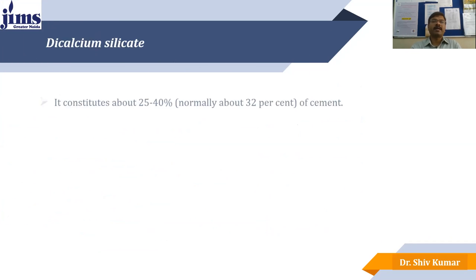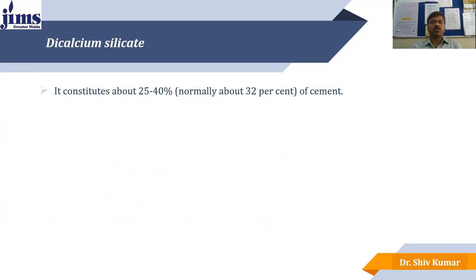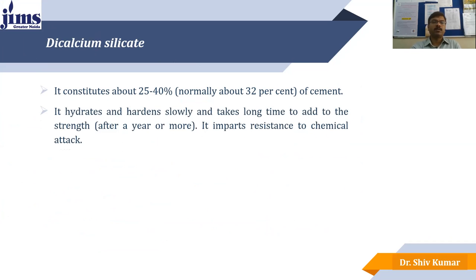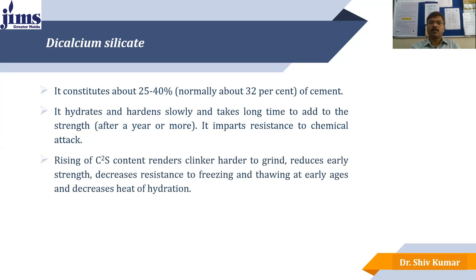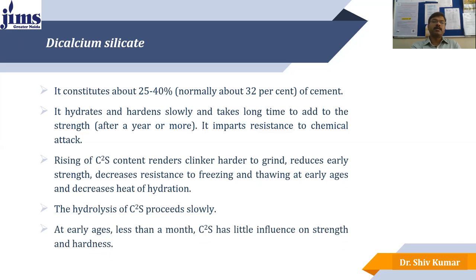The next is the dicalcium silicate. It constitutes about 25 to 40%, normally about 32% of cement. It hydrates and hardens slowly and takes a long time to add to the strength, after a year or more. It imparts resistance to chemical attack. These are some more properties of that. The hydrolysis of C2S proceeds slowly. At early ages, less than a month, C2S has little influence on strength and hardness.